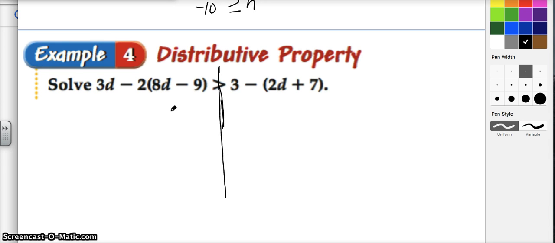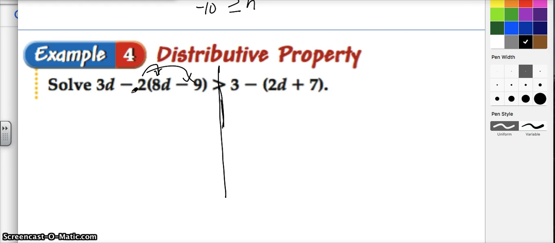So, I like to look at it and figure out, okay, what should I do first? So we remember the order of operations. We know we need to do what's in parentheses first. Since I can't actually do anything in the parentheses, multiplication is going to supersede subtraction and all of that stuff. So I'm going to multiply.